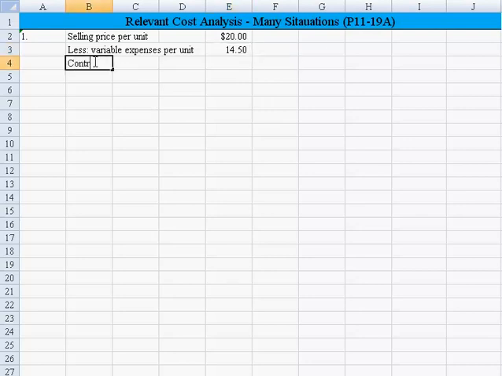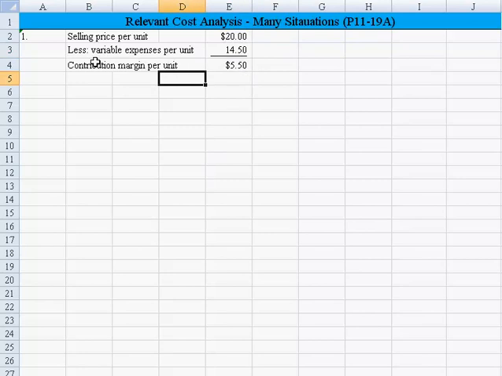What that tells us then is that we can come up with a contribution margin per unit that's equal to the 20 less the 14.50. Okay, that gets us to 5.50. Once we have that, we can start working on this problem. We can say the increased unit sales is going to be equal to 54,000 units, the current volume they're making, times 20%. Right? So that's 10,800 units.